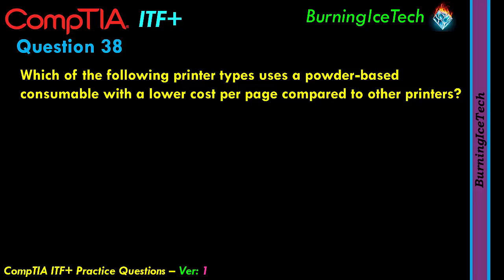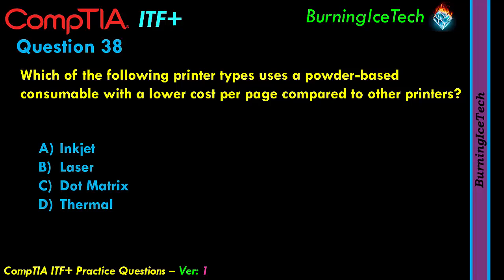Question 58. Which of the following printer types uses a powder-based consumable with a lower cost per page compared to other printers? Alright, so looking at the first one, A. Does that use a powder-based consumable? The ink, in other words. No, it does not. An inkjet printer uses a liquid-based ink. B. Laser. Does that use powder-based? Yes, it uses something called toner. So the cartridges contain a powder-based ink, which is toner.